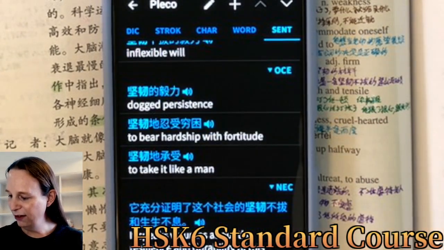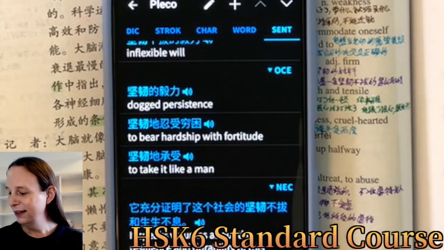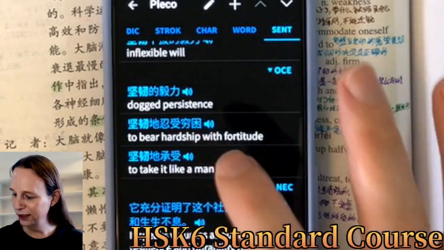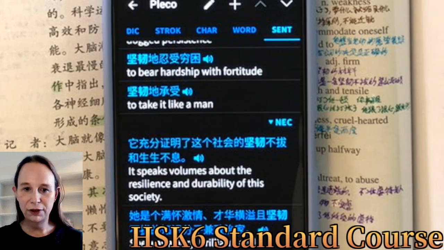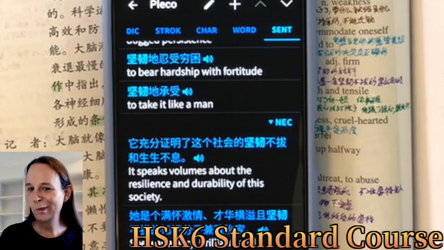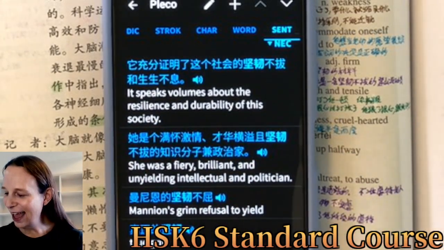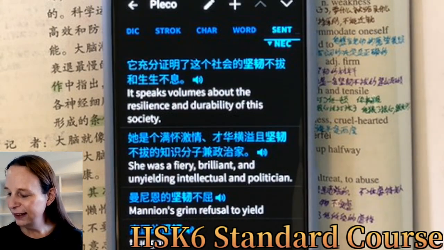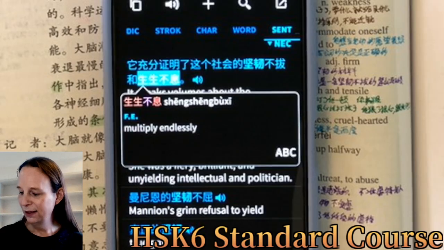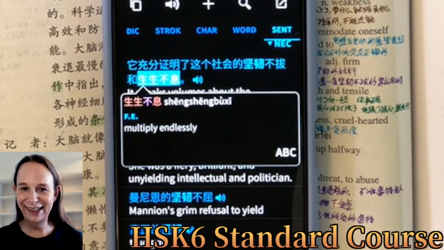坚韧的毅力, 坚韧的忍受穷困. Yeah. 坚韧的承受, take it like a man. Kind of an outdated expression. 它充分证明了这个社会的坚韧不拔和生生不息。What is 生生不息? Multiply and see. Like, do they like breeding in this society?